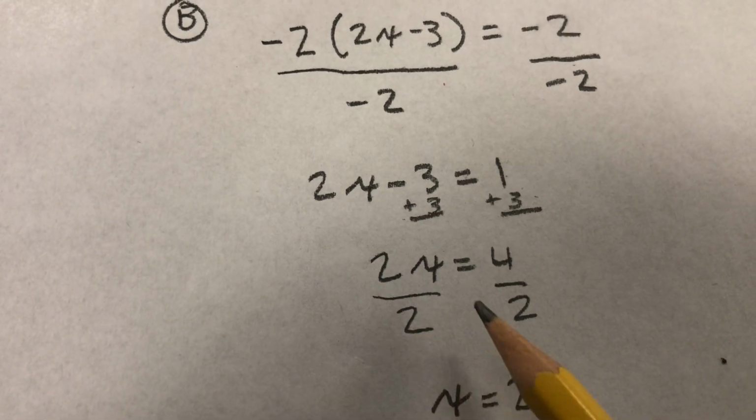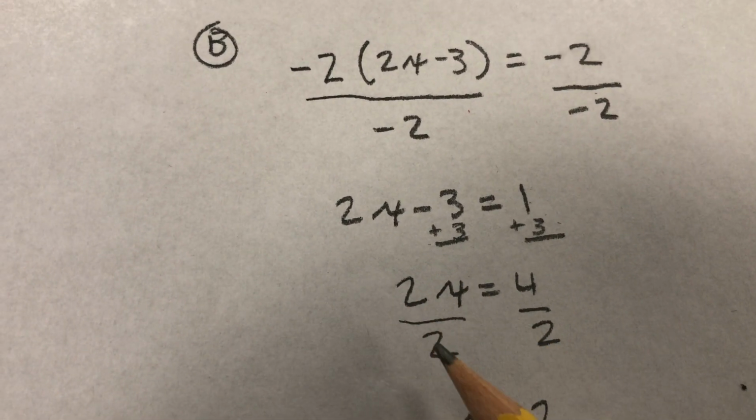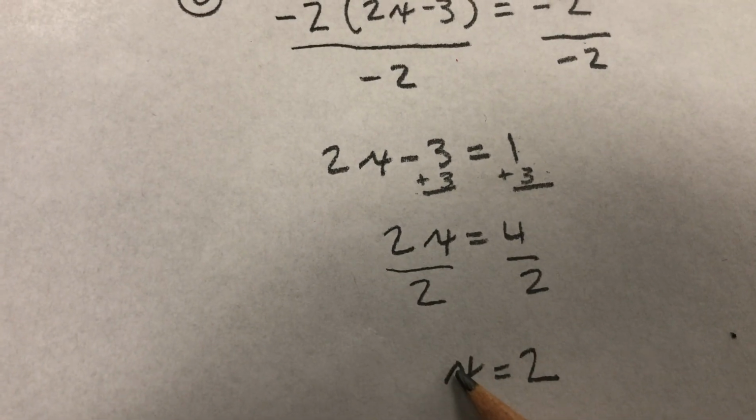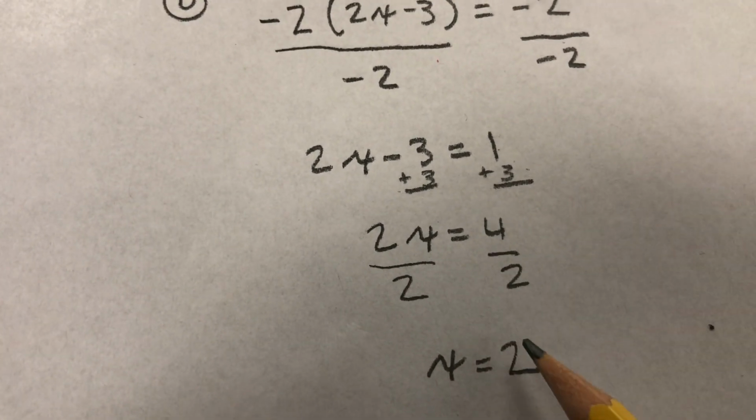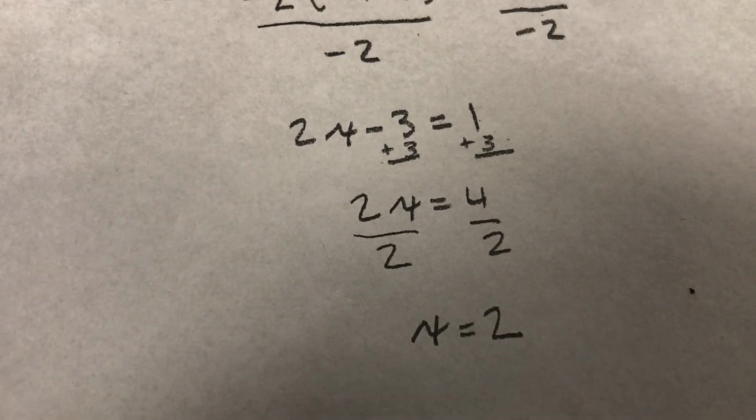And I'm going to divide both of those by 2. 2 divided by 2 is 1, so 2x divided by 2 is 1x. And 4 divided by 2 is 2, and that gives us 2 for our answer.